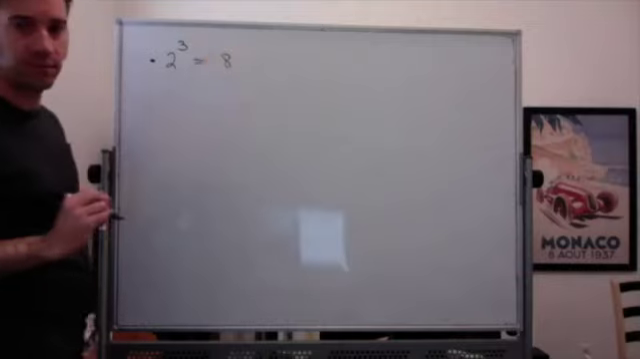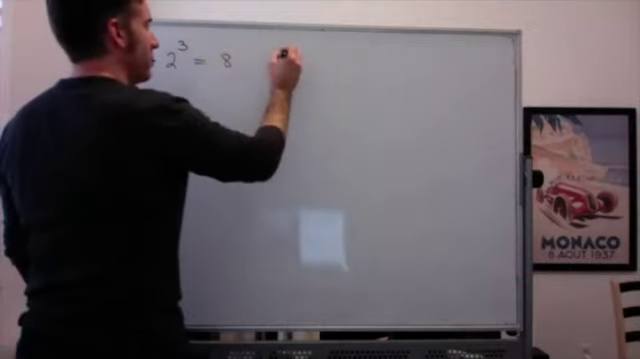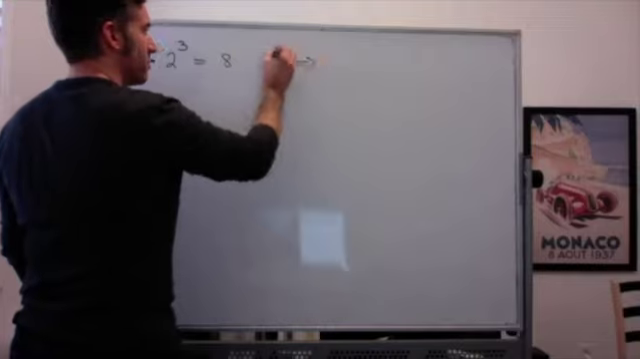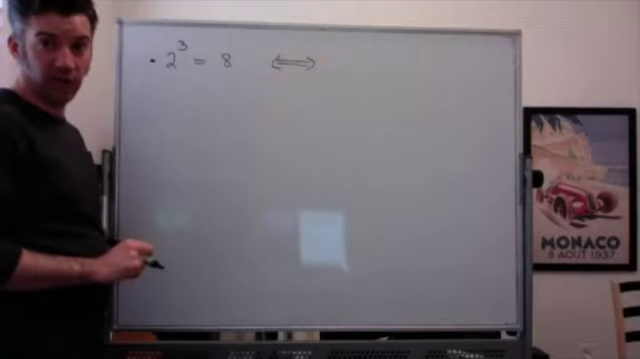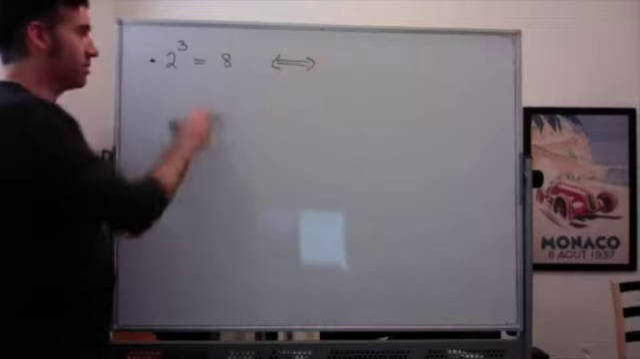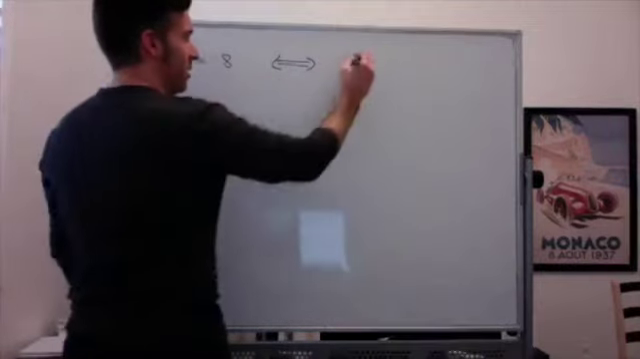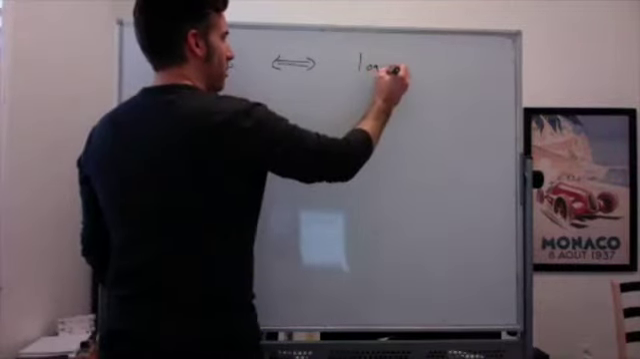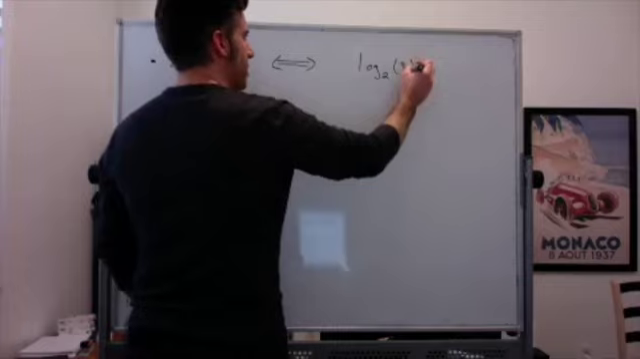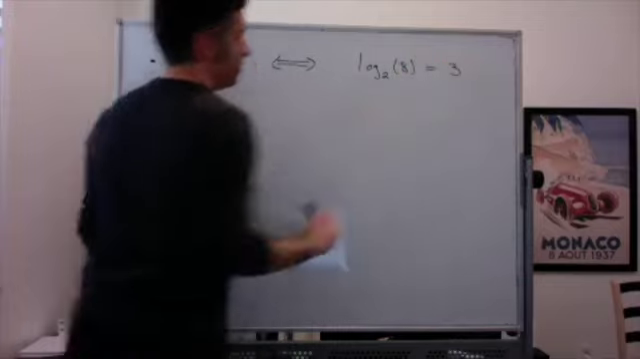The example I typically keep in my head is that there's kind of like 3 different ways I think of this. The first and foremost way is I think about this. 2 to the 3rd is equal to 8. This is equivalent to, that's what this double-sided arrow means, so this and my left right here are the same thing, log base 2 of 8 is equal to 3.